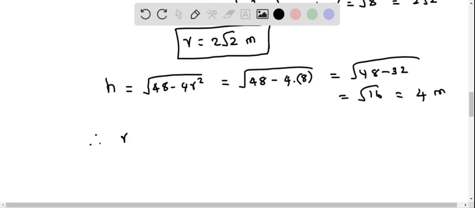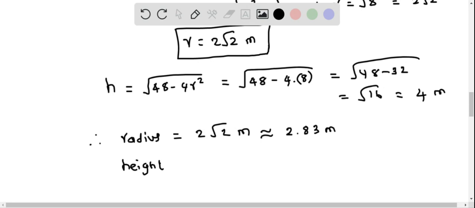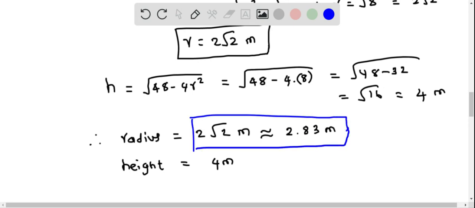So therefore we say that radius of the cylinder equals 2 root 2 meters, or otherwise this is approximately 2.83 when we round this to two decimal places. This is in meters, and the height of the cylinder equals 4 meters. So thus we have determined the radius and the height of the cylinder which maximize the volume.